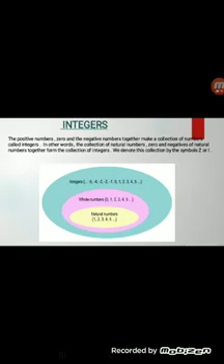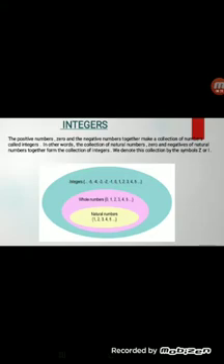Okay, so before studying integers, we should know what are natural numbers and whole numbers. So what are natural numbers? Natural numbers are numbers which start from 1 and go till infinity, whereas whole numbers are numbers which start from 0 and go till infinity.